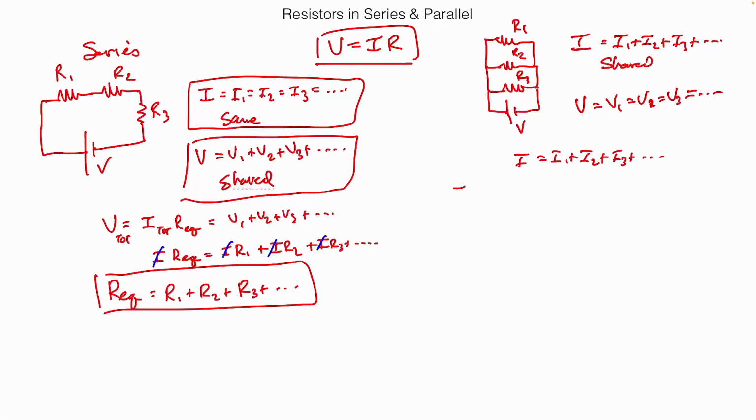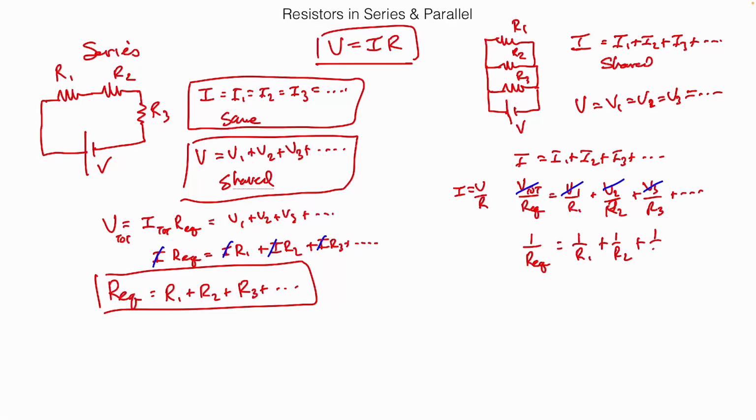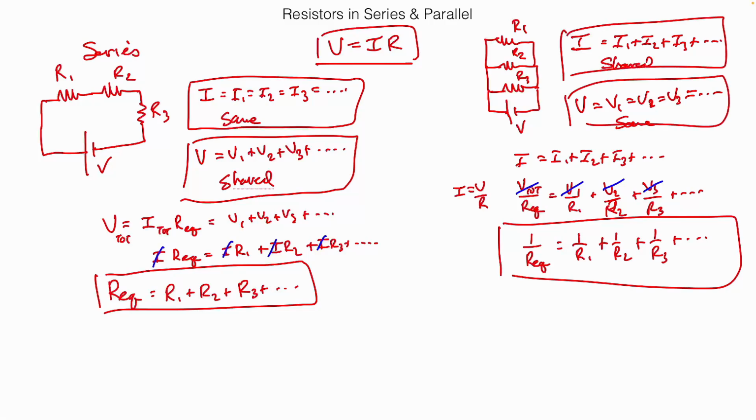Current, according to Ohm's law, is V over R. So that's V total over R equivalent or total. And that's equal to V1 over R1 plus V2 over R2 plus V3 over R3. But what do we know about all the voltages? They're all the same, so they all cancel out. And I get 1 over the equivalent resistance is equal to 1 over R1 plus 1 over R2 plus 1 over R3 plus ... So, in parallel, current is shared, voltage is the same, and we have the inverse of the resistances adding together to give us the inverse of the equivalent resistance.